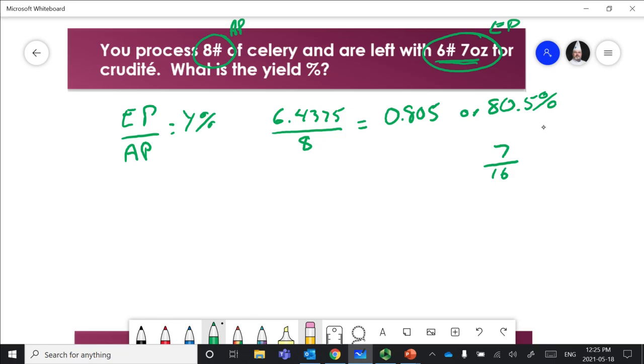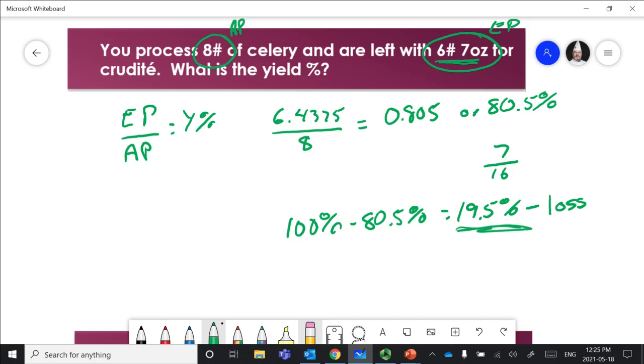So we know that if we process our celery, whether it's 8 pounds or 200 pounds, we're going to end up with 80.5% of whatever we started with, right? Because basically just over 19.5% is going in the garbage, right? We have 100% minus 80.5% equals 19.5%, which is our loss. So that's what went in the garbage. So we can assume that anytime we process celery, we're going to lose 19.5%.